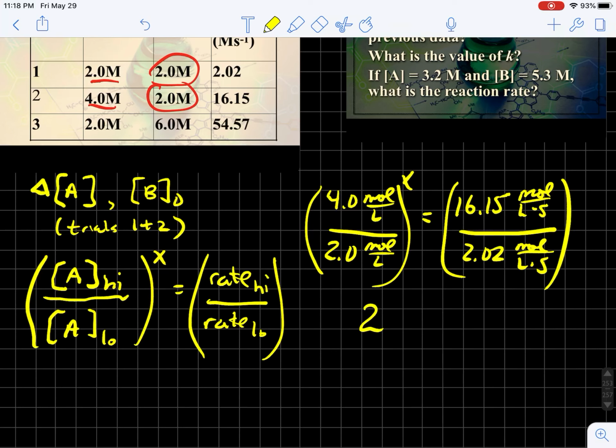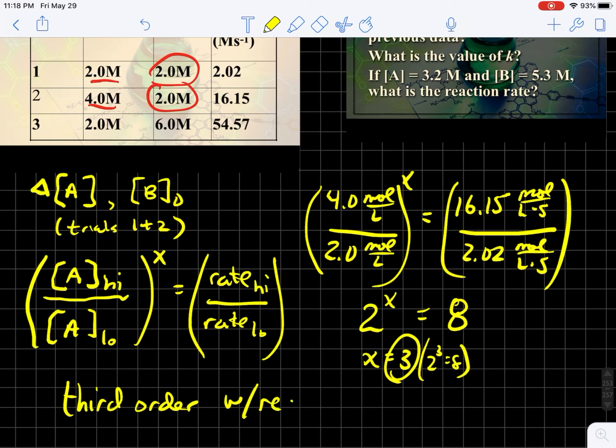Now at this level, your values are always going to come out to be whole numbers, because you're only required to do algebra 1 here. So this is 2 to the x is equal to 8. Therefore, x is equal to 3, which means 2 cubed equals 8. So this 3 represents the order of the reaction. We would say that this reaction is third order. Let's write that.